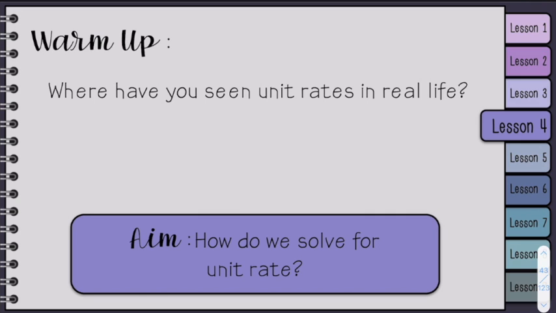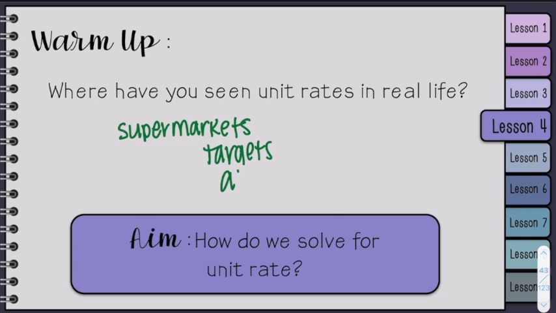So think about all the different places you've gone with your parents, with your siblings. Where have you seen unit rates in the real world? Well, if you've gone to any supermarkets, they have the unit price listed for certain items. Target has unit price and unit rates, as well as Amazon. They have unit rates listed to show you basically that you're getting the best deal.